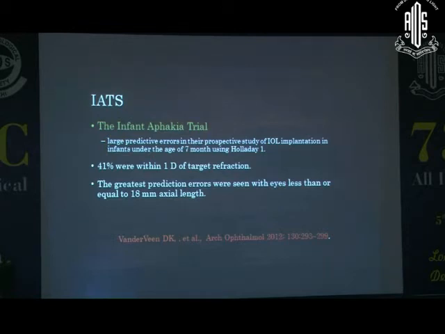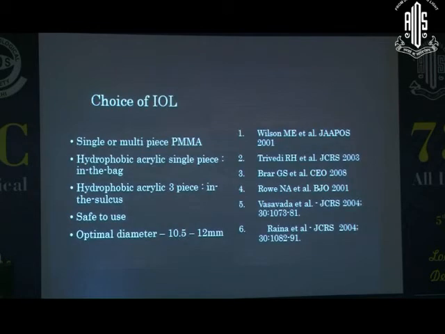Nowadays, when we plan IOL in children less than 1 year, we plan to avoid children with axial lengths less than 16 or so. So probably we shouldn't face problems if we plan which children you can put an IOL in, even if they are less than 6 months to 1 year of age. So you have to base it on the corneal diameter and axial length. It has to be above 16 millimeters.